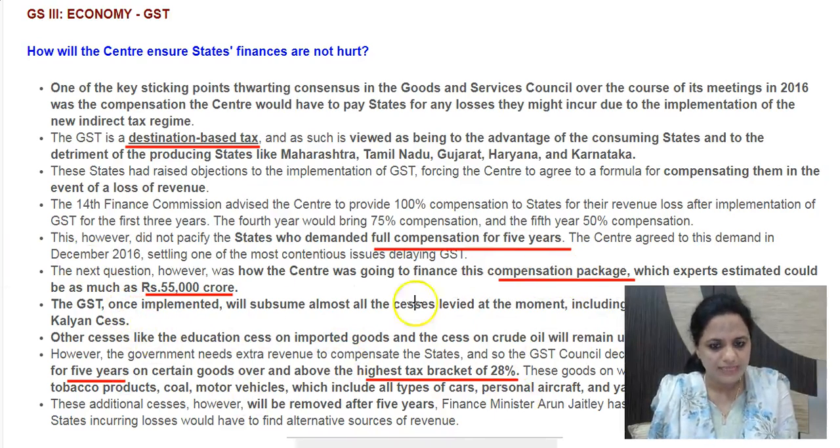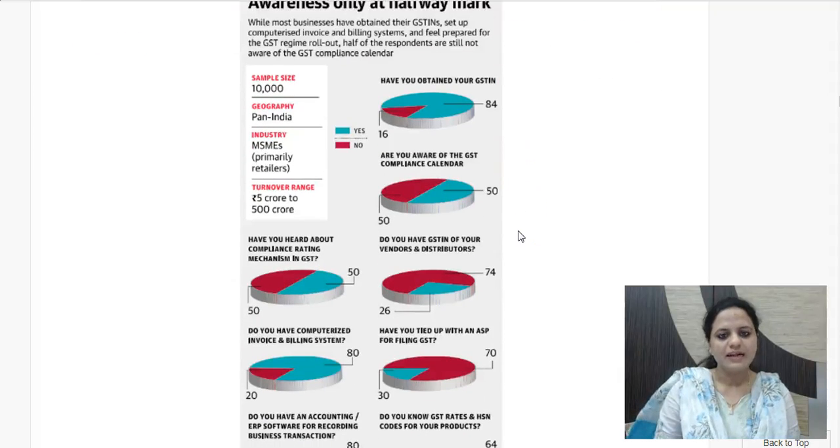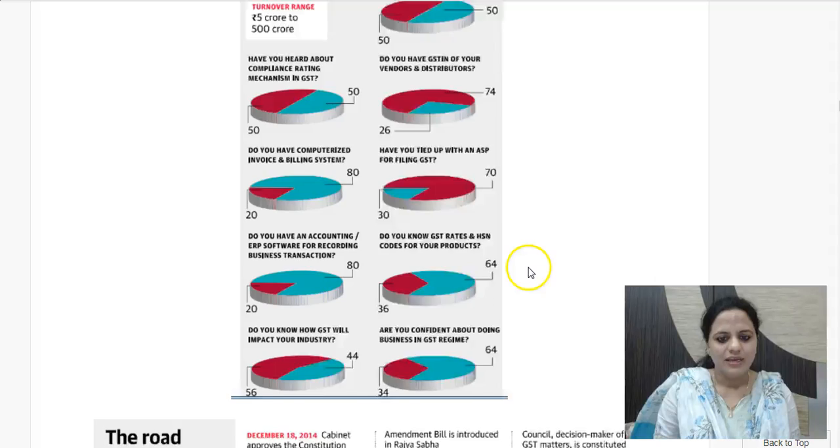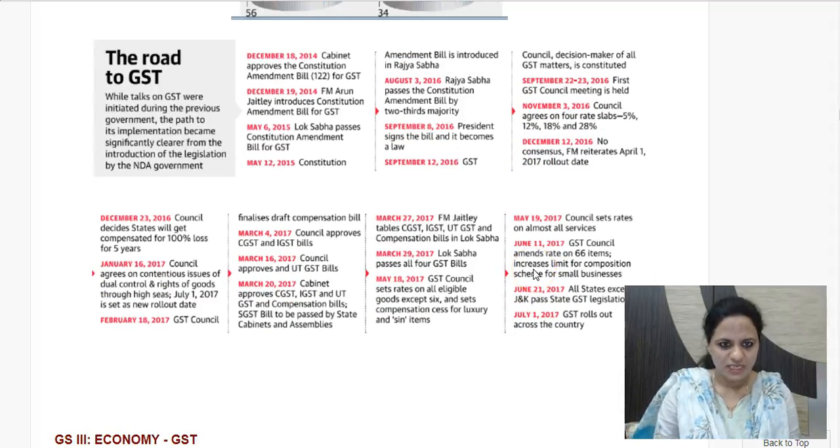Right. So the cesses which are presently implemented are all subsumed under GST, like Swachh Bharat cess, Krishi Kalyan cess. So this is there. Then this is regarding the entire survey which has been done on a sample size of 10,000 micro, small and medium enterprises, primarily retailers, about the awareness regarding GST. So you can go through this also. Then this is the entire roadmap of GST, about how GST has finally been implemented on 1st July 2017, starting from the approval of the Constitutional Amendment Bill in December 2014. So this also you can go through. We have been doing this for long now, entire 2016-17 we have been through this.